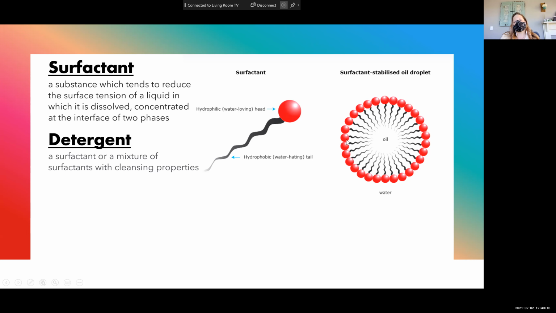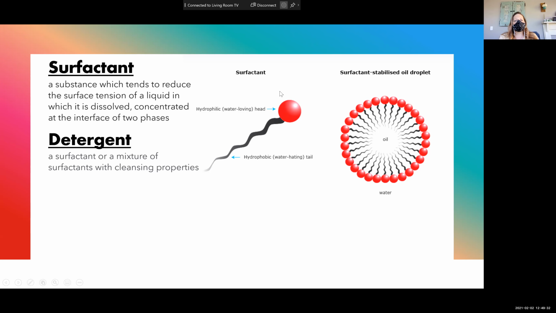So here's this right here. These are micelles. We talked about micellar water that they sell in the store. This is a micelle here. Don't drink it. A detergent is a surfactant or a mixture of surfactants with cleansing properties.